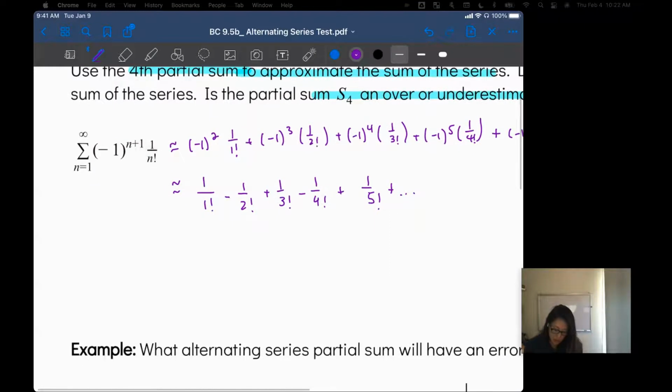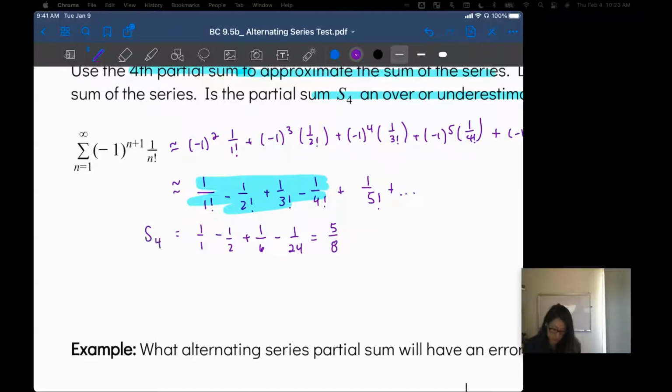Okay, for our partial sum, we want to add up just the first 4 terms. So that is equal to 1 over 1 minus 1 over 2 plus 1 over 1 times 2 times 3, which is 6, minus 1 over 1 times 2 times 3 times 4, which is 1 over 24. And that is equal to 5/8. So the partial sum, S sub 4, is equal to 5/8.